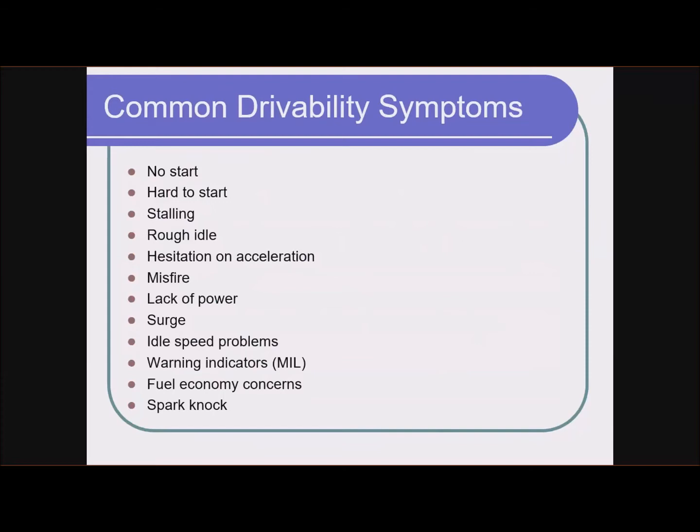Idle speed problems, obviously, idle speed could be too low, could be too high. If it's too low, you're probably going to have rough idle and stalling. If it's too high, you may have harsh engagement when it's taken out of park and put into gear. Warning indicators like the malfunction indicator light, that's a drivability symptom. Fuel economy concerns, very, very difficult to verify that.